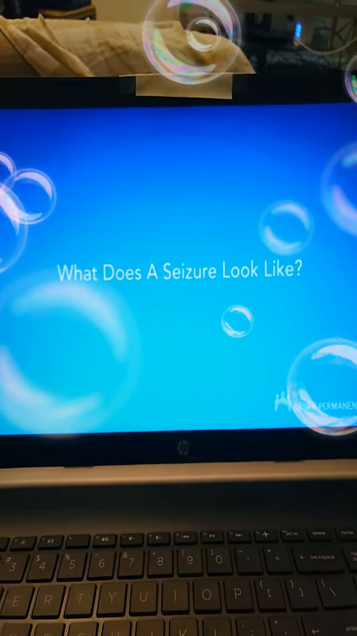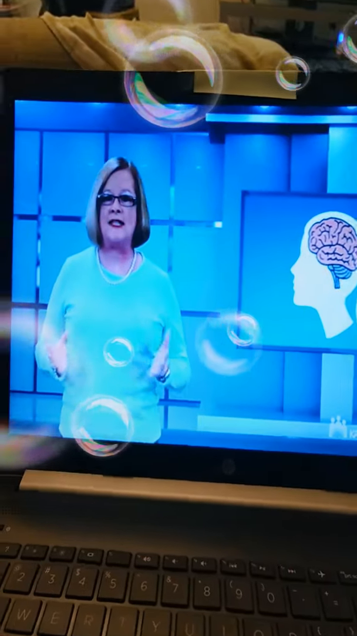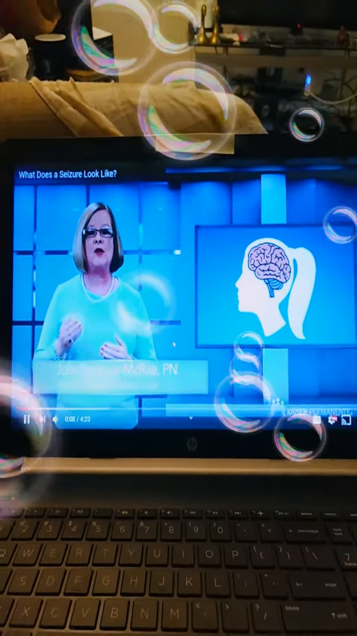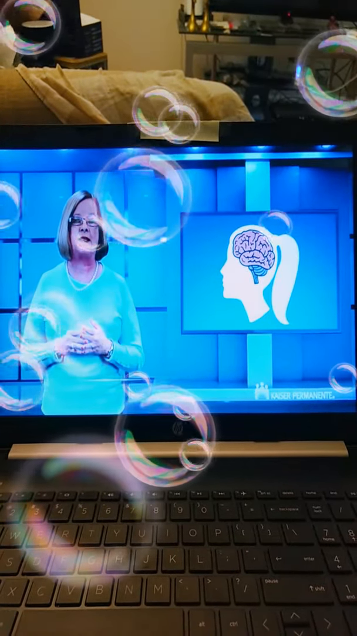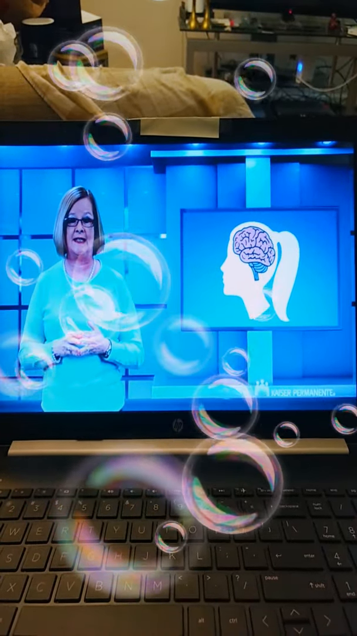So what does a seizure look like? Not all seizures are alike. In order to understand why seizures can look different, let's look at different parts of the brain and their functions.